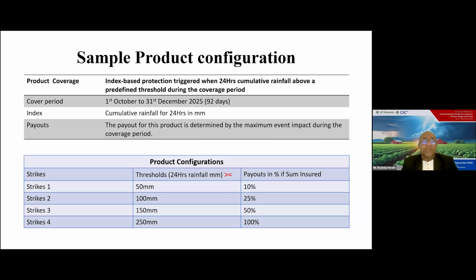It has a strike, meaning where the product starts paying, and this is a slab-wise product structure, not a linear product. The strikes 1, 2, 3, and 4 are where the slabs are set, the thresholds: 24-hour rainfall in millimeters.